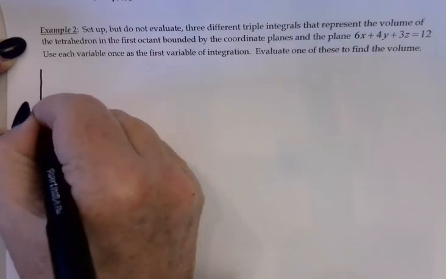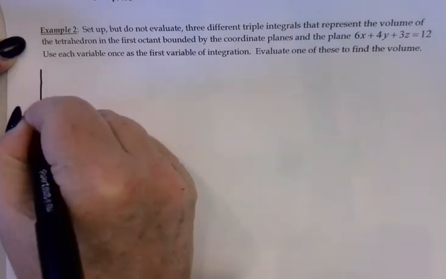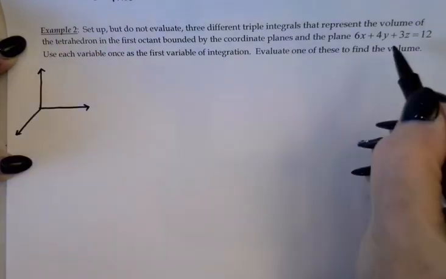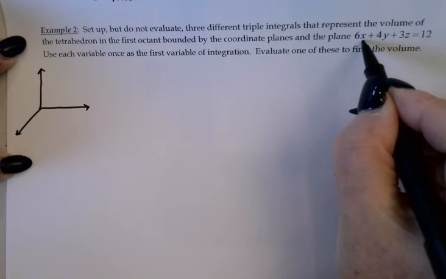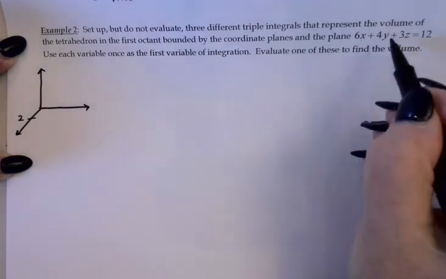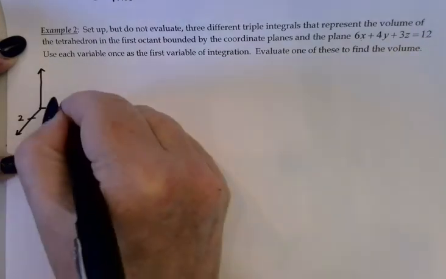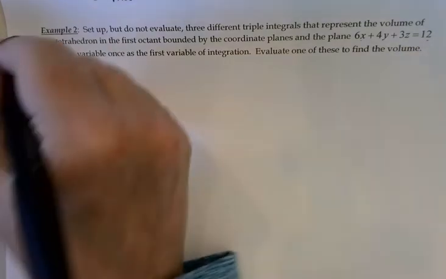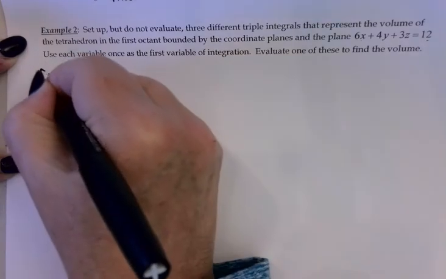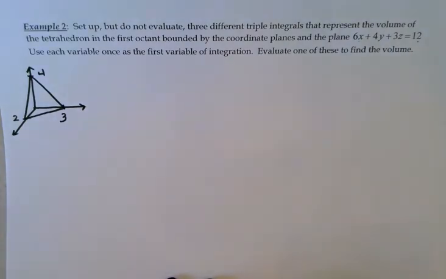So let me start with a little picture of what we've got going on here. This slanted plane would have an x-intercept of 2, 6x equals 12, so x would be 2. A y-intercept would be 3, and the z-intercept would be 4. So I've got this tetrahedron, this slanted plane kind of leaning into the corner, and then the little triangles in the 3 coordinate planes forming the other 3 sides of my tetrahedron.